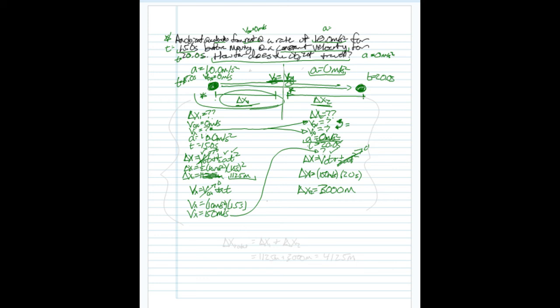Finally, to get the final answer, I need the total delta x, which would be my delta x1 plus my delta x2. My total would be 1,125 meters plus 3,000 meters, giving me 4,125 meters for this object. So whenever the acceleration changes, we just have to be careful to subdivide into before the change and after the change. You'll note I kept everything before the change over on the left and everything after the change over on the right.